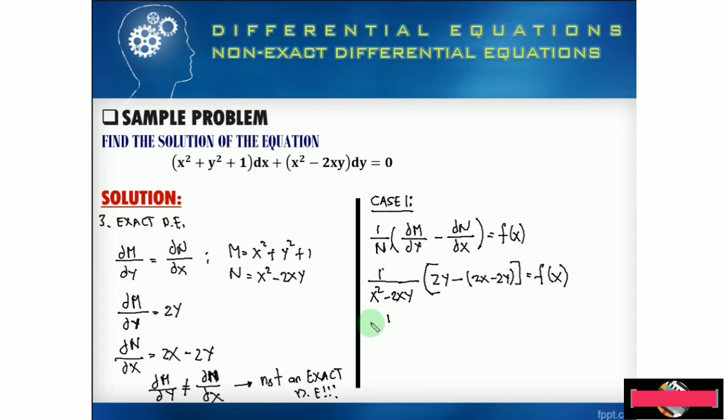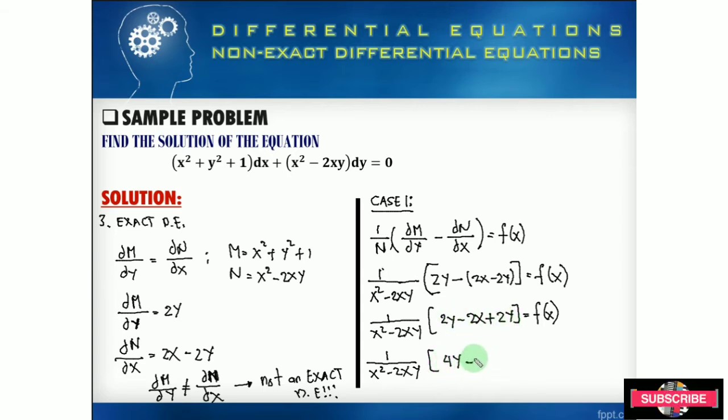And then simplifying, so we have here x squared minus 2xy times 2y minus 2x. So we distribute the negative sign, plus 2y, equal now to f as a function of x. So this will then be equal to x squared minus 2xy times the quantity, so we have 4y minus 2x, equal now to f as a function of x.